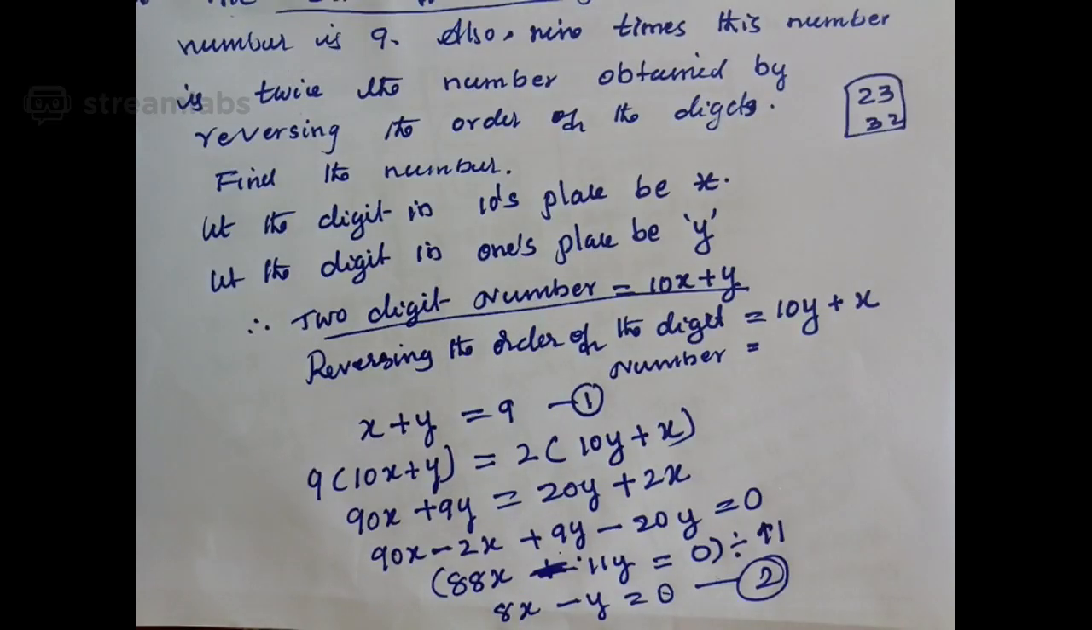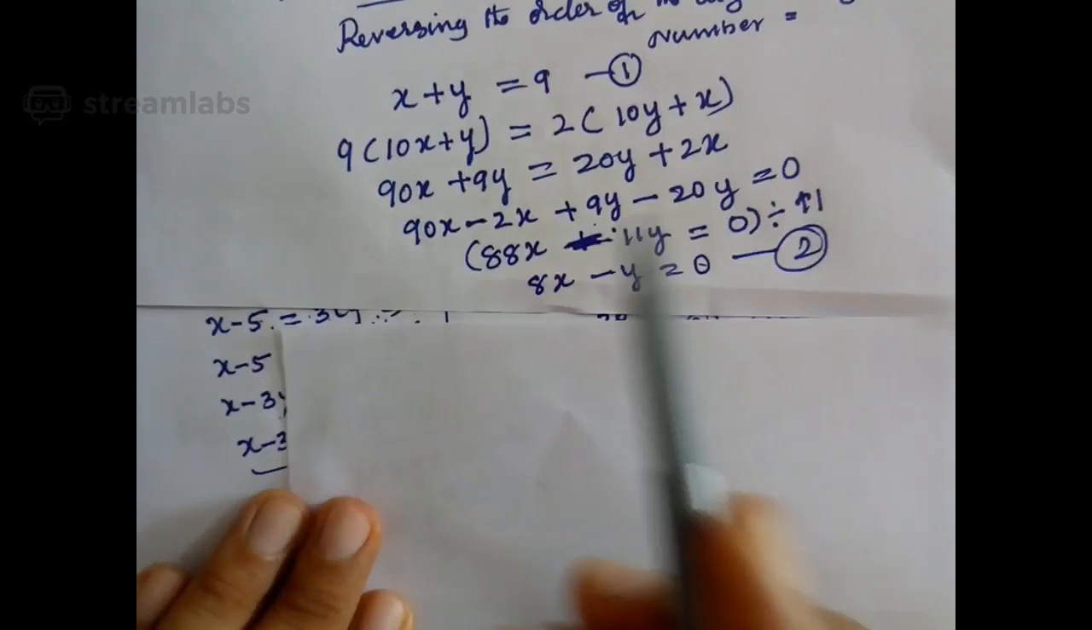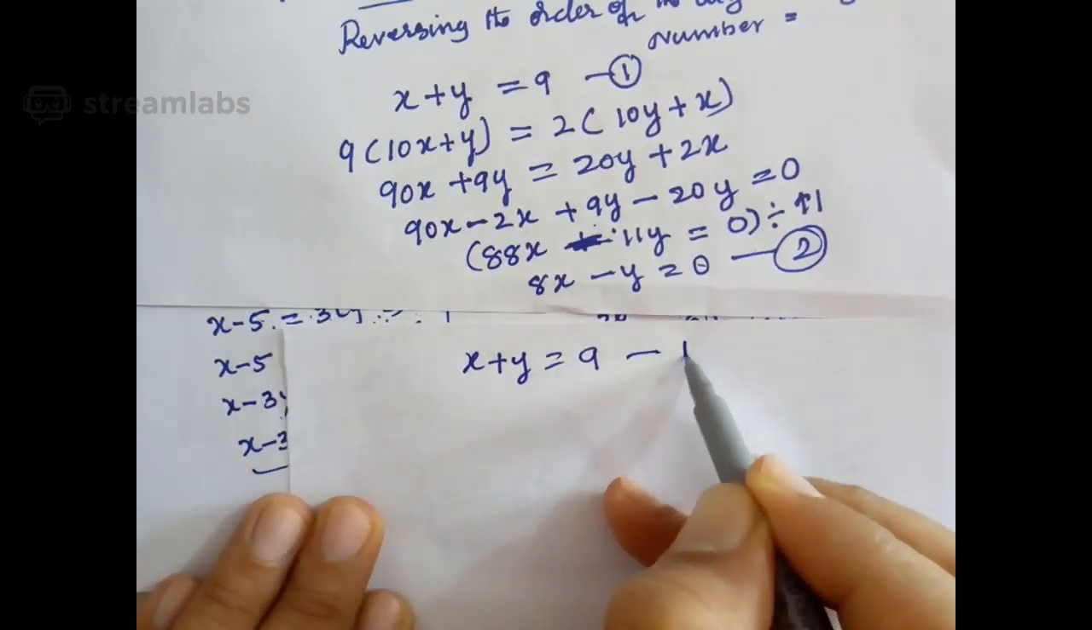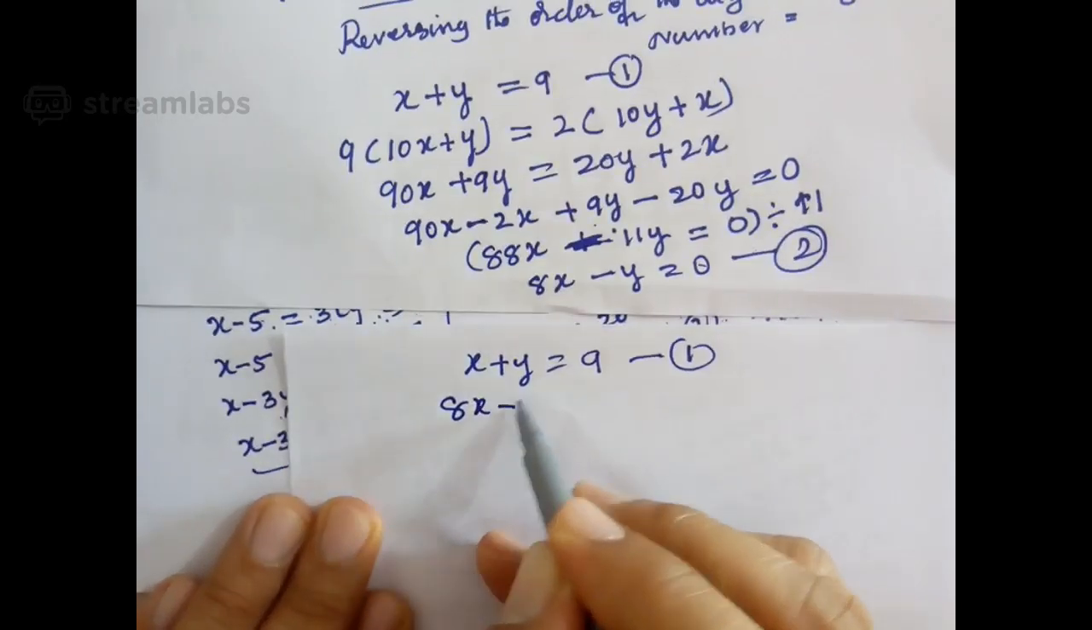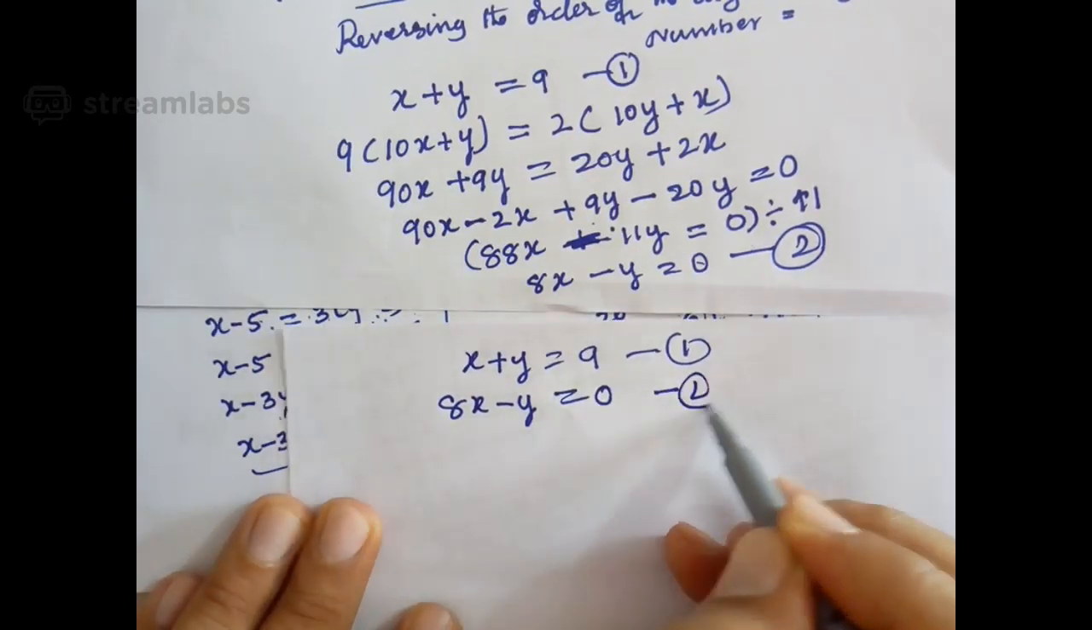8x minus y is equal to 0. Now let us solve this by elimination method. That is, first equation, x plus y is 9, equation number 1. 8x minus y is equal to 0, this is equation number 2.